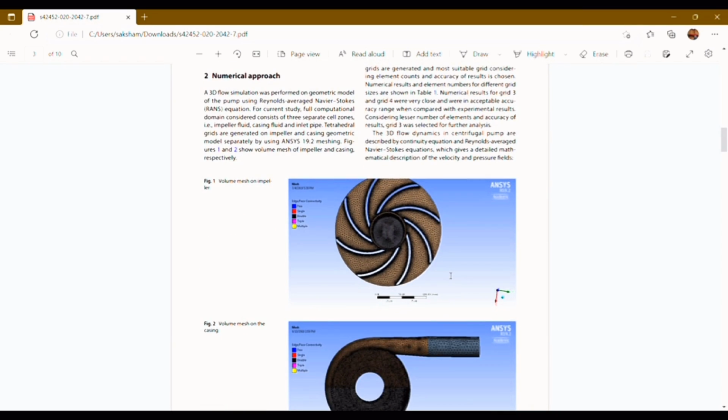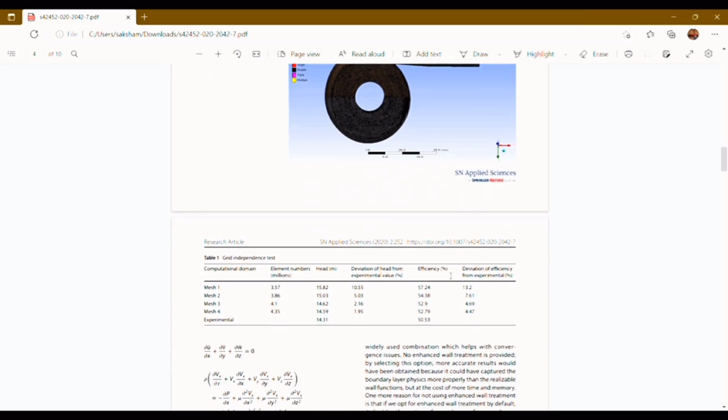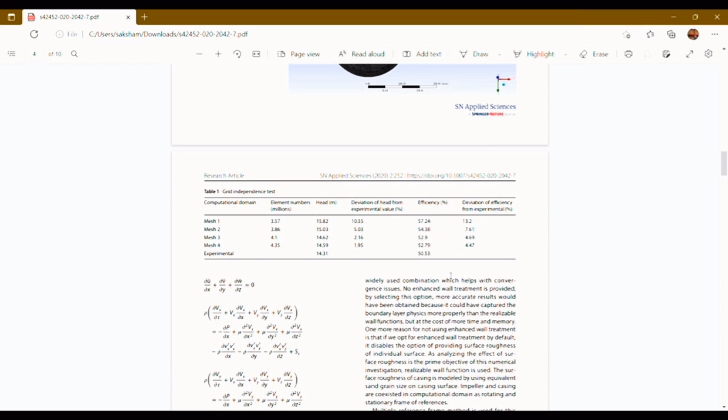Now here is the analysis of pump using ANSYS software. 3D flow dynamics in centrifugal pump are described by continuity equation and Reynolds average Navier-Stokes equation. The table represented here shows the element numbers, head, deviation of head from experimental value, and efficiency and deviation of efficiency from experimental value.